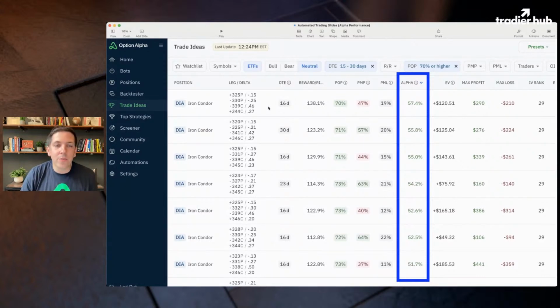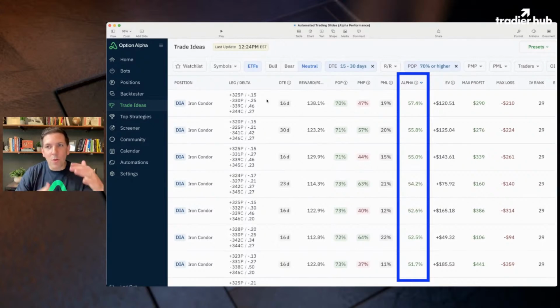You pick the best trade for yourself, but you can see all the different combinations of DIA iron condors. At the time I did the screenshot, about 12:30 Eastern, about 2 hours ago, DIA actually had some of the best alpha. That doesn't mean it's going to be the case 15 minutes later, or 10 minutes, or 2 minutes later. It literally changes all the time.